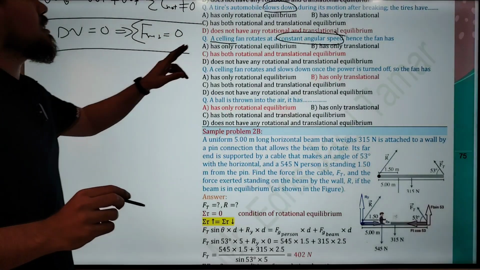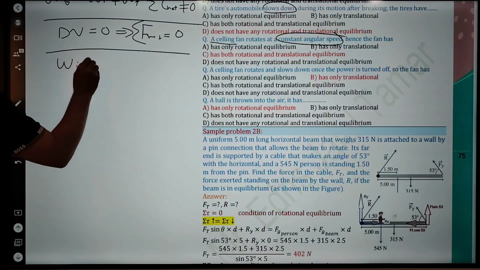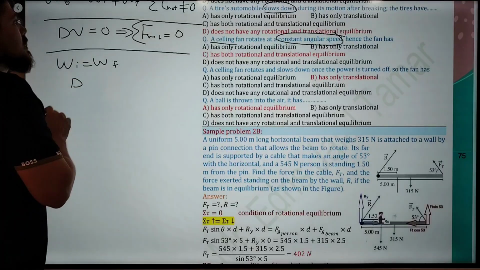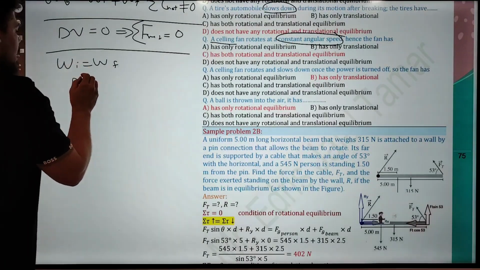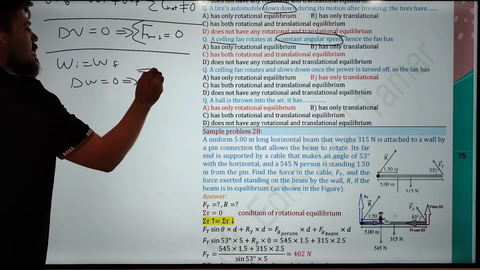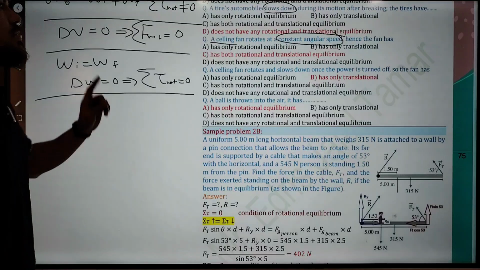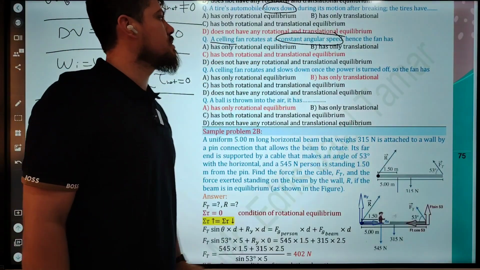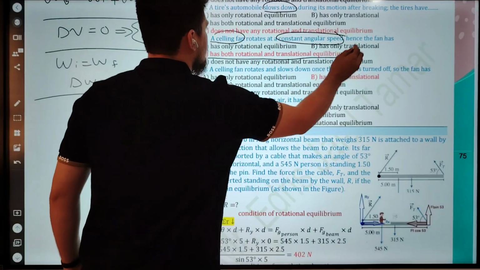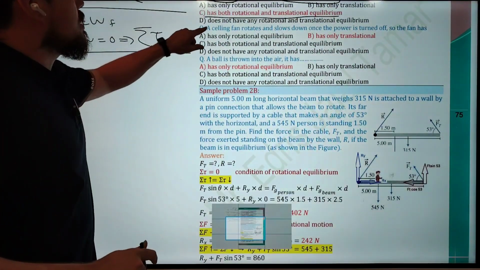But when the question says the ceiling fan rotates at constant angular speed, it means that omega initial is equal to omega final. Okay? And so in that case, delta omega is equal to 0 and the net torque is also equal to 0. When the question says a ceiling fan rotates at constant angular speed, the ceiling fan has both rotational and translational equilibrium. Okay? Another question, the same question.